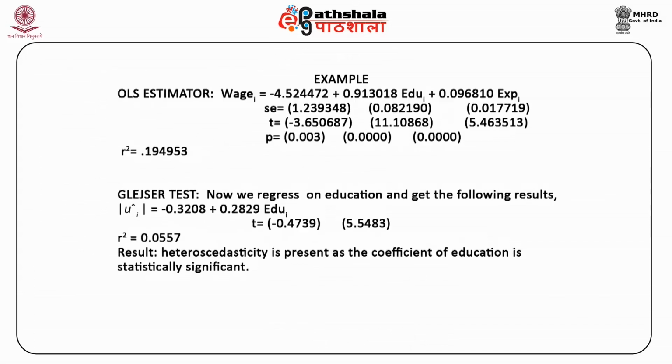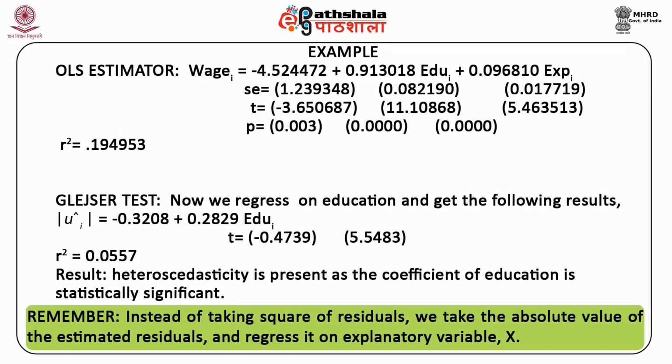Let's discuss this model with an example. Suppose we take a data set on wages per hour in rupees, education, that is years of schooling, and experience, that is years of job, for a large group of workers, say 500, of an industry. Then on regressing wages, the dependent variable, on education and experience as explanatory variables, we get the following OLS results.